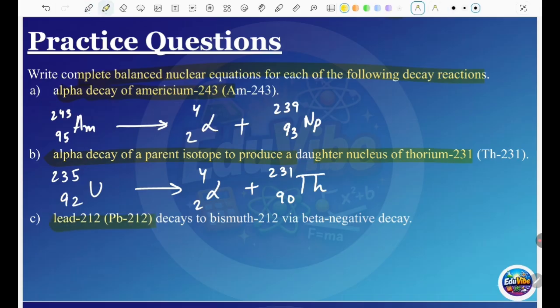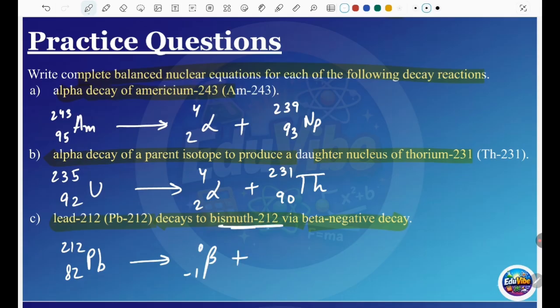Next, we have lead-212, which is Pb-212, decays to bismuth-212 by beta negative decay. So we have a beta negative decay now. We do the same thing. We have Pb-212, and its atomic number is 82. We do the beta negative, so it's -1 and 0. This will produce the Bi, which remains 212, but we have to add 1 to the atomic number because this is a negative, so we have to add. So 82 plus 1 is 83, and the anti-neutrino.